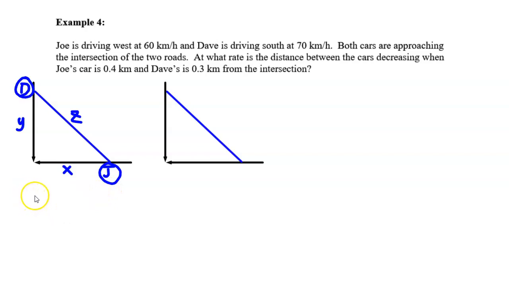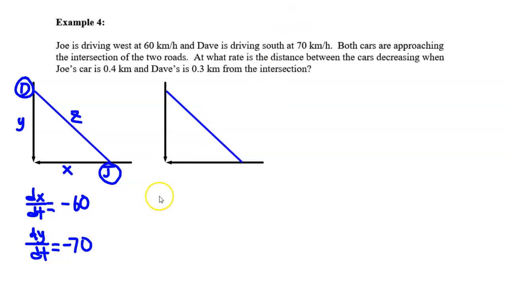I also know that Joe's speed, which is going to be dx/dt, is equal to 60 kilometers per hour, except that this horizontal distance is getting smaller as Joe drives closer and closer to where the two lines intersect. Since it gets smaller, the rate of change is diminishing by 60 kilometers per hour, so that'd be minus 60. And then we've got dy/dt, which is Dave's speed. Similarly, this vertical length is getting smaller with each passing unit of time, and so y is decreasing by 70 kilometers per hour.